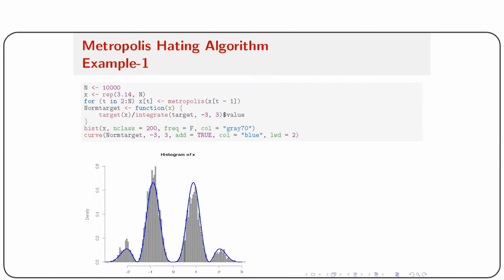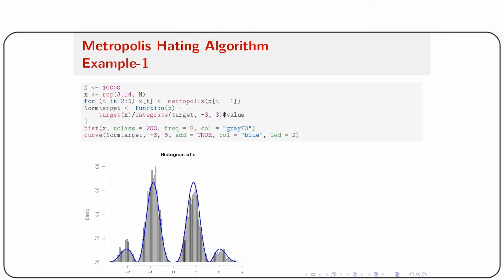So now let's set n equals 10,000 and x equals, say, 3.14, replicated n times, and for i equals 2 to n, the Metropolis step, you can say xt equals metropolis(xt minus 1), and target is another function.